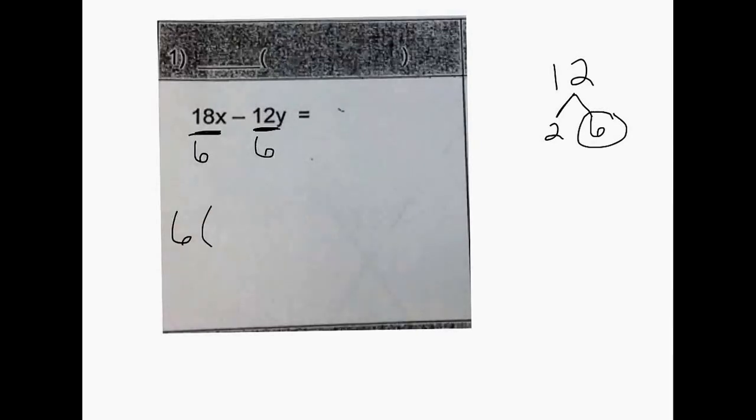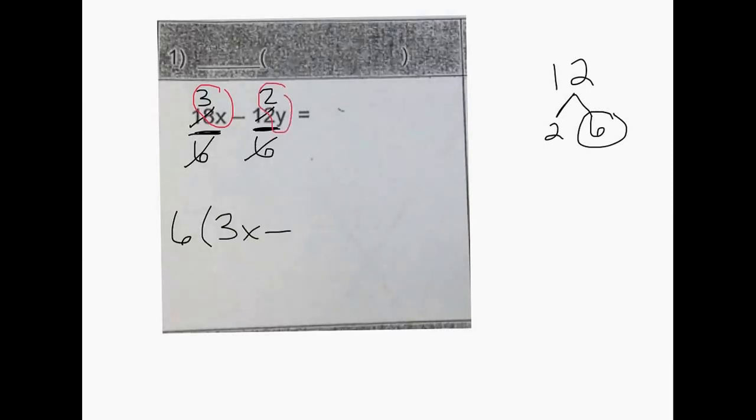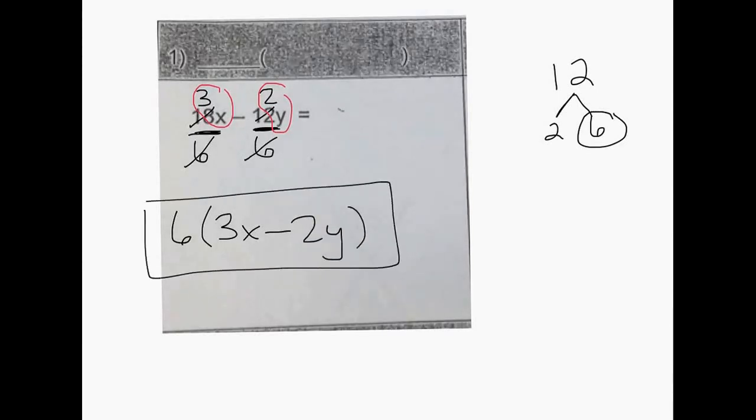Then we look at the letters associated with them, X and Y. There's no common letter, so there is no letter GCF. So now it's just division. 6 goes into 18 3 times. 6 goes into 12 2 times. And so then we look at what we're left with, 3x minus 2y. And so this is the factored form of that.